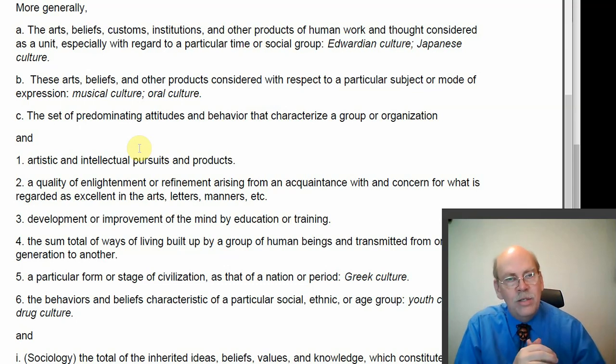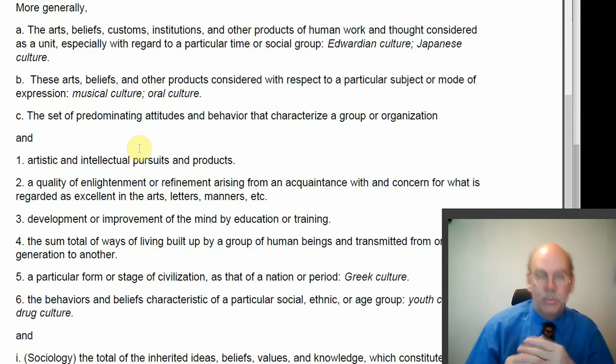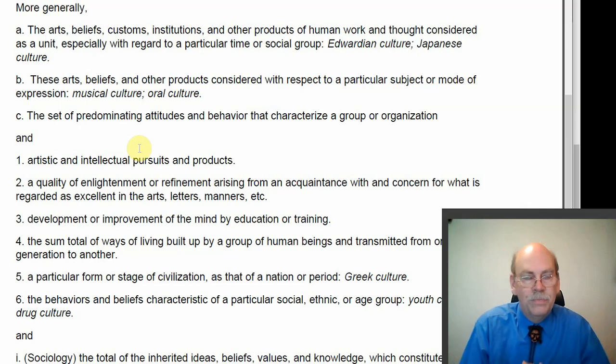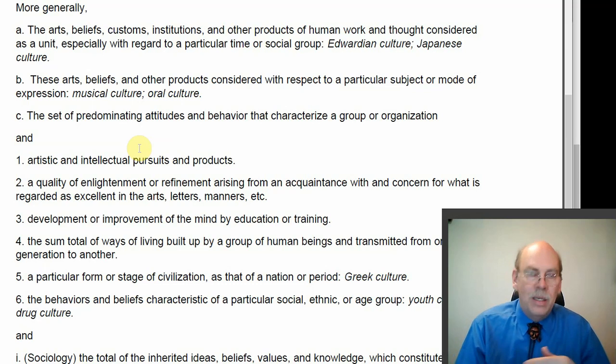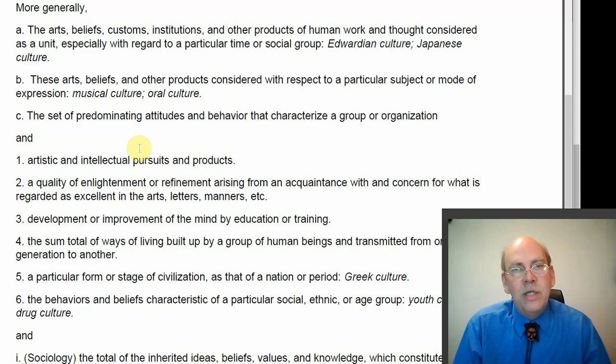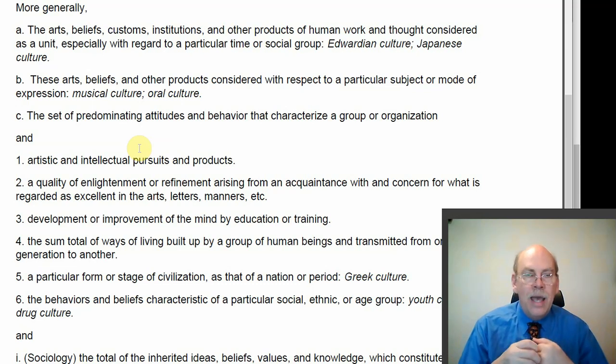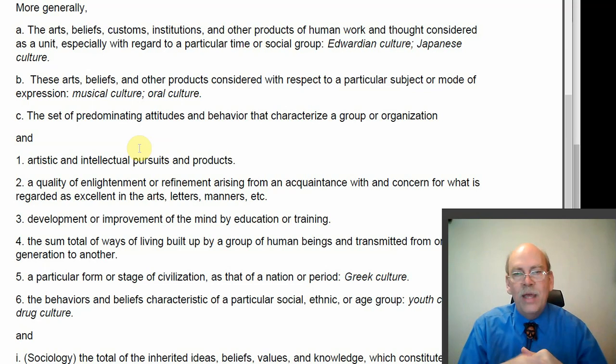Option B. These arts, beliefs, and other products considered with respect to a particular subject or mode of expression. So, for example, musical culture, or oral culture, meaning spoken culture, only by speaking. Third option here would be a set of predominating attitudes. Predominant means most powerful, most strong, almost everybody agrees that is. A set of predominating attitudes, I think this is good, and behavior that characterizes a group or organization. Somebody could say, Koreans are very shy.